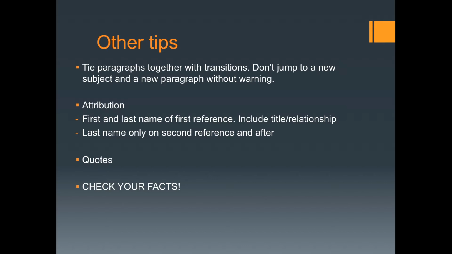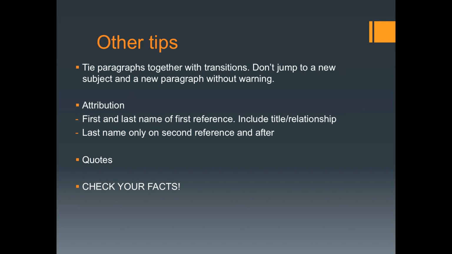Attribution. Attribution is the term that we use for identifying sources in our story, particularly when we're quoting them or attributing information in a paraphrase to them. And so when we attribute quotes or paraphrases, we want to use first and last name on first reference and also include their title or relationship. So we would say, "Business is going great," said John Smith, owner of the local coffee shop, The Daily Grind, or something like that.